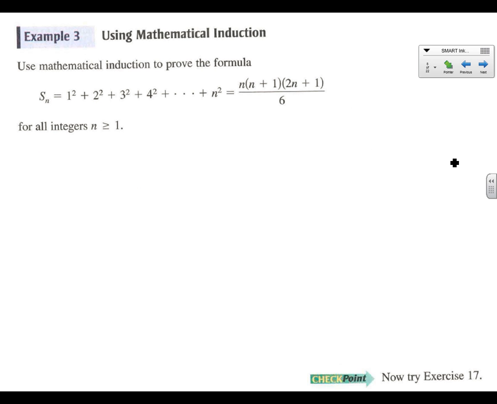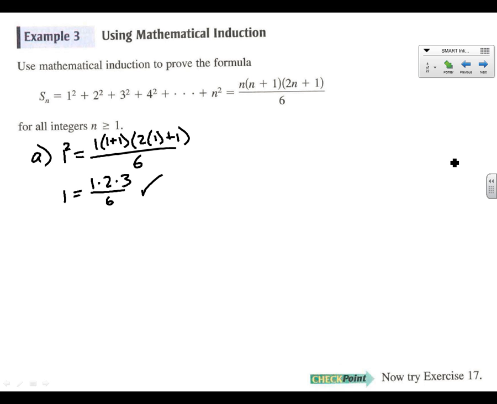Okay, so let's try one more here. So using mathematical induction to prove this. First case is 1 squared, that's the first one in our list, equal to plugging in 1. Everywhere I see n, I'm plugging in 1. 1 times 2 times 2 times 1 is 2 plus 1 is 3 over 6. 1 times 2 times 3 is 6. Divided by 6 is 1. Okay, we got that one.